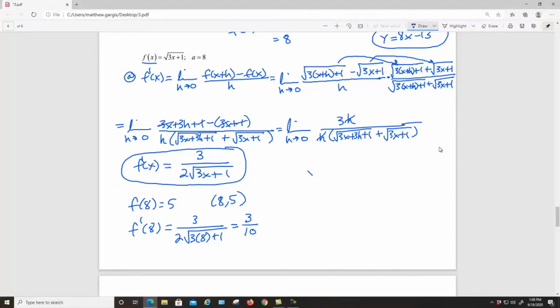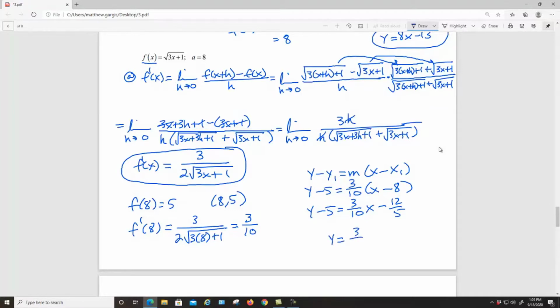Okay, so with that, to find the equation of the tangent line at that point, I do point slope form. And then I just distribute that out. Let's see, that'll be 24 tenths, so 12 fifths. And then add 5. And that'll be y equals 3 tenths x plus 13 fifths.